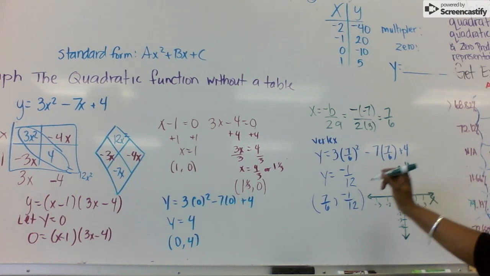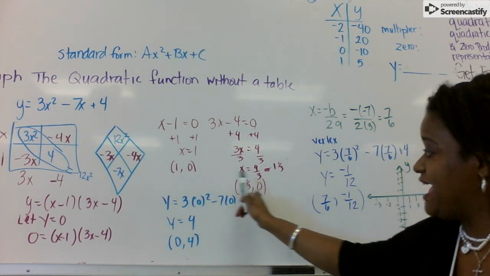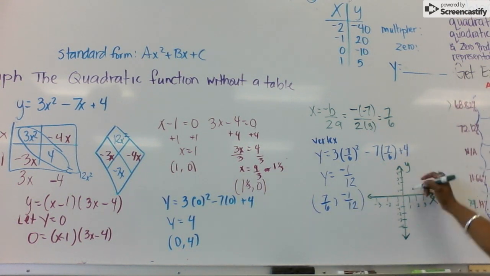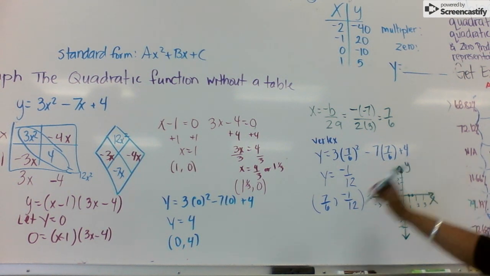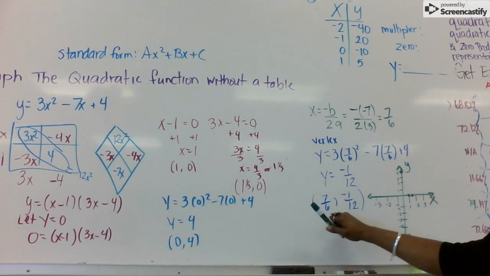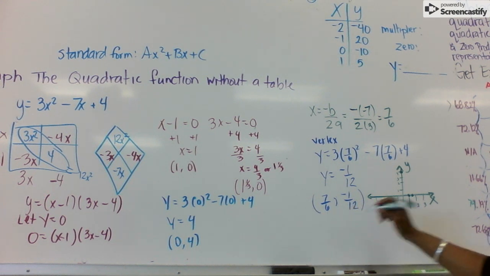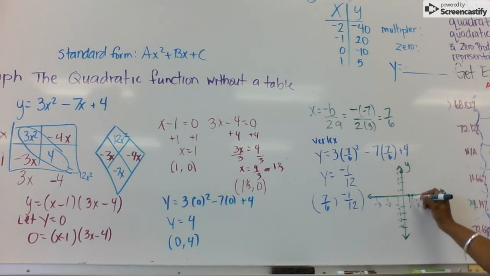Okay, 1, 0 from here, 1, 0, and 1 and 1/3, 0 here and here. Wow, that is really close. Okay, my y-intercept is here. That's my y-intercept. And then my vertex, 7 over 6, or 1 and 1/6, and then negative 112 is going to be probably around here.